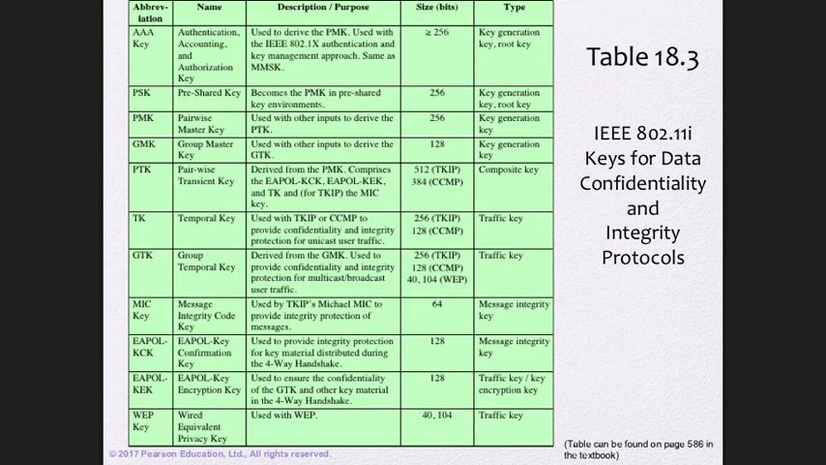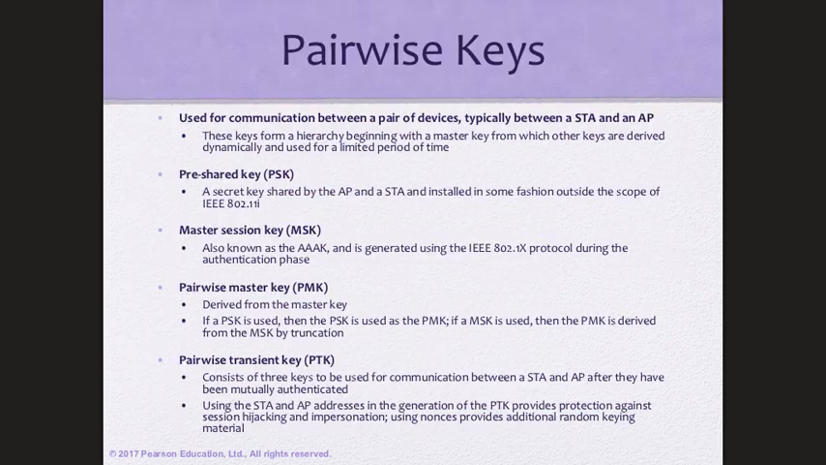These are, again, just for your reference. I don't want you to memorize these, but this is a list of the data confidentiality and integrity protocols that are being used within 802.11i. Remember, there was access control, and there was the confidentiality part. There are many different protocols and identifiers. No need to memorize them. An important thing is the pairwise key idea.